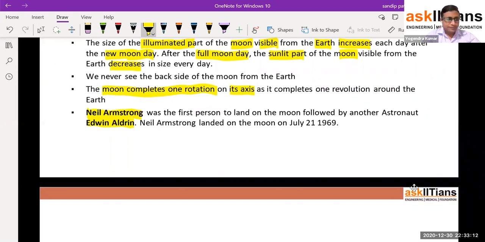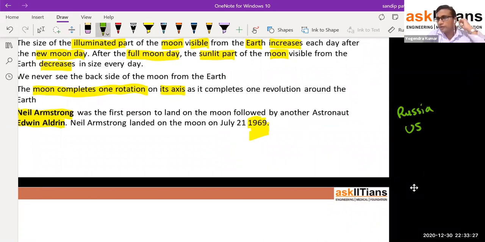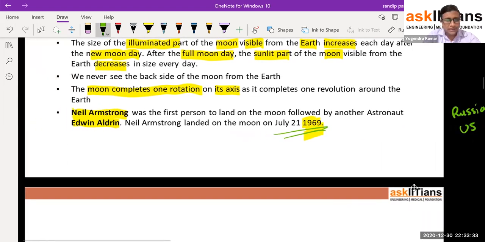Actually, at that time, in the 1960s, there was a race which is called the space race, between Russia and the US. The race was about who would send the first man to the moon, right? Obviously, the US sent the first one, on July 21, 1969.